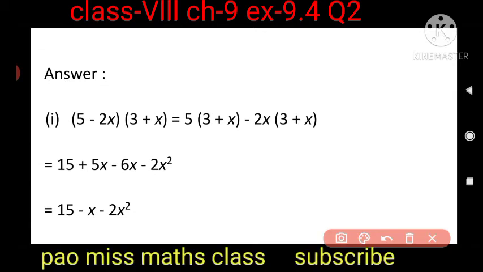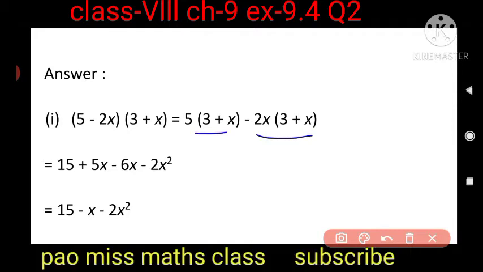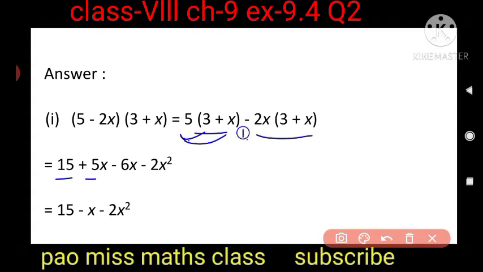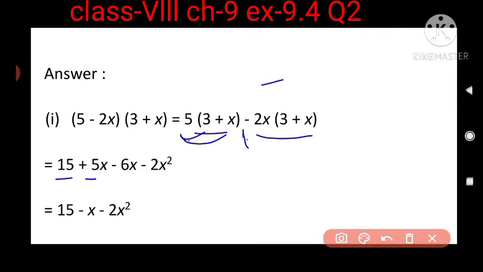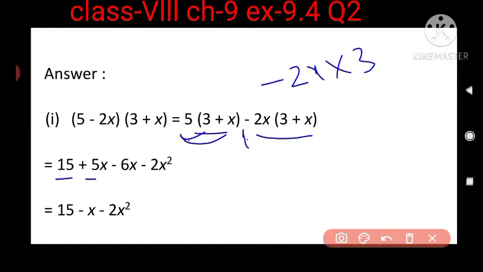Here you can see 5 multiply with 3 plus x and minus 2 multiply with 3 plus x. Now when you break this bracket, 3 into 5 is 15. Now 5 into x is 5x. Now you can see here minus, isn't it? So minus 2x into 3, that means this is what? Minus 2x into 3, there is no sign, means 3 is plus, so minus plus is what? Minus. You have to be very careful with this sign.